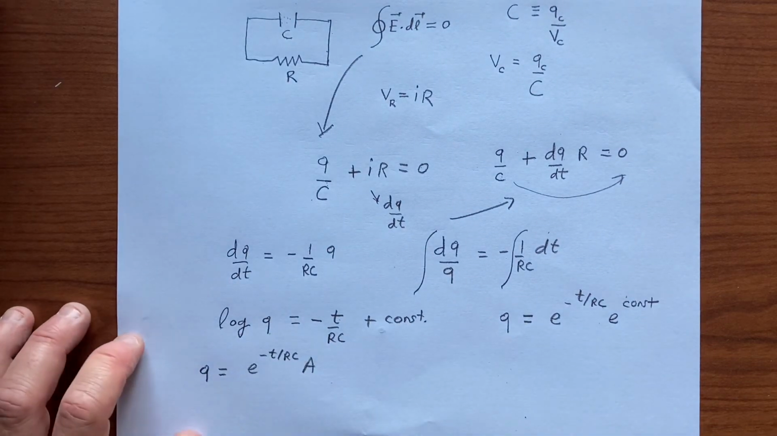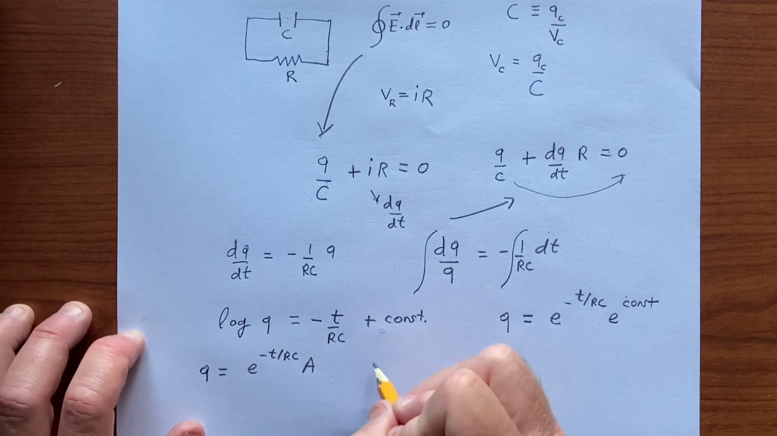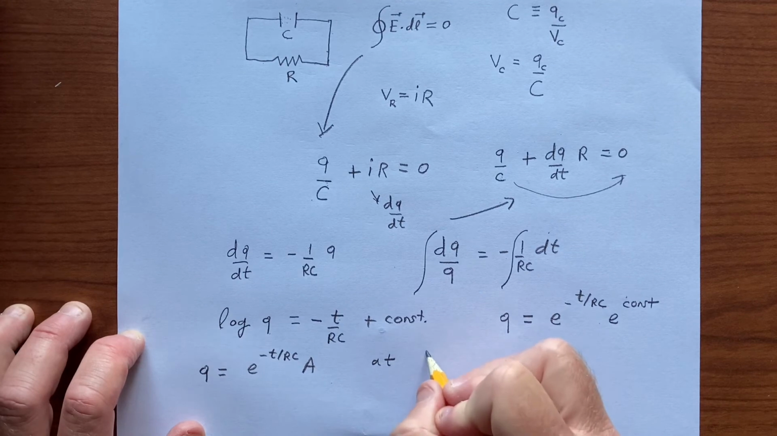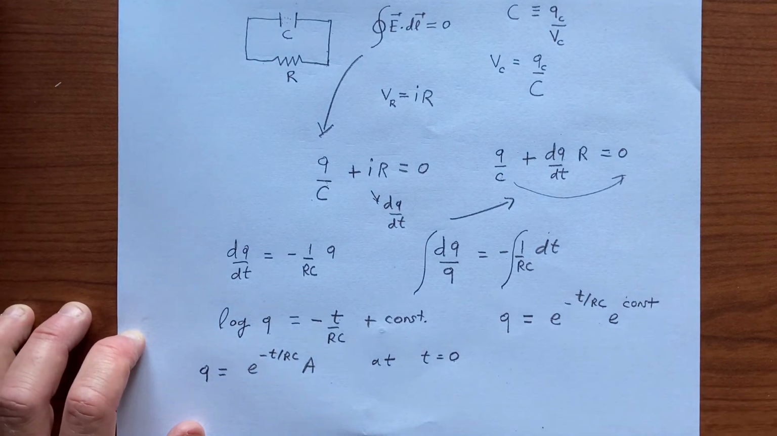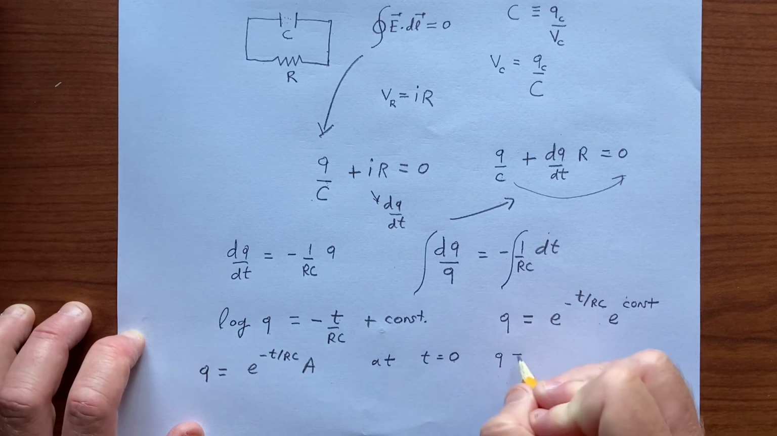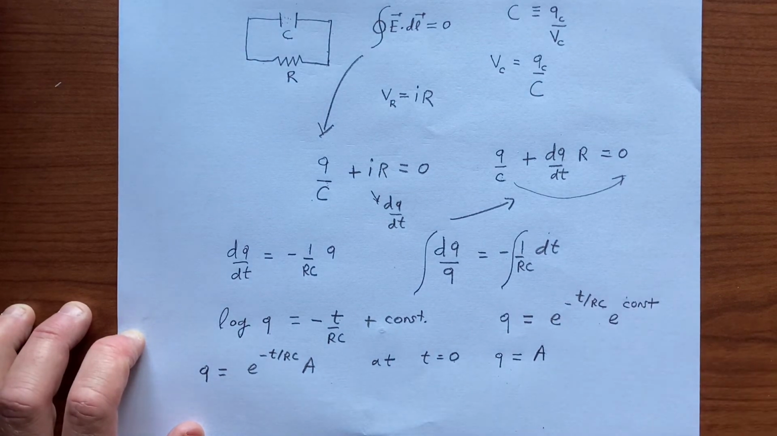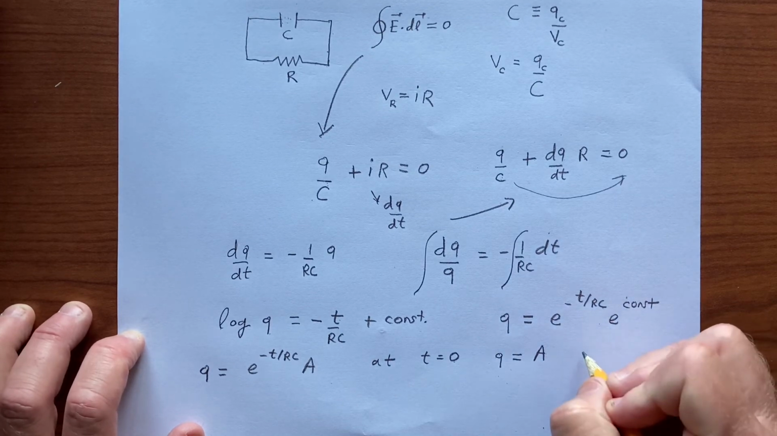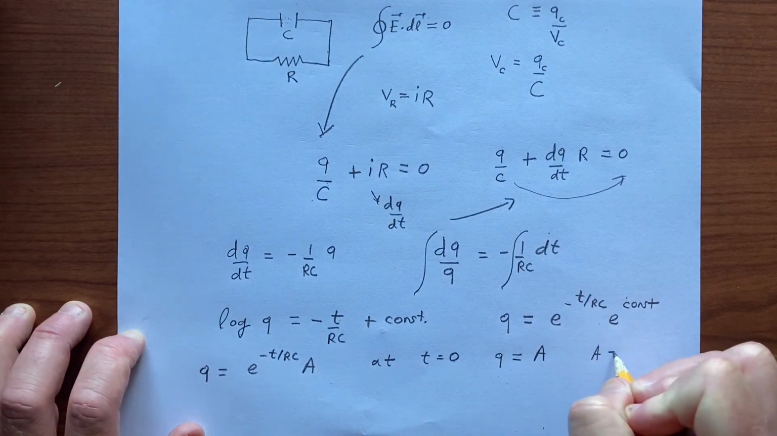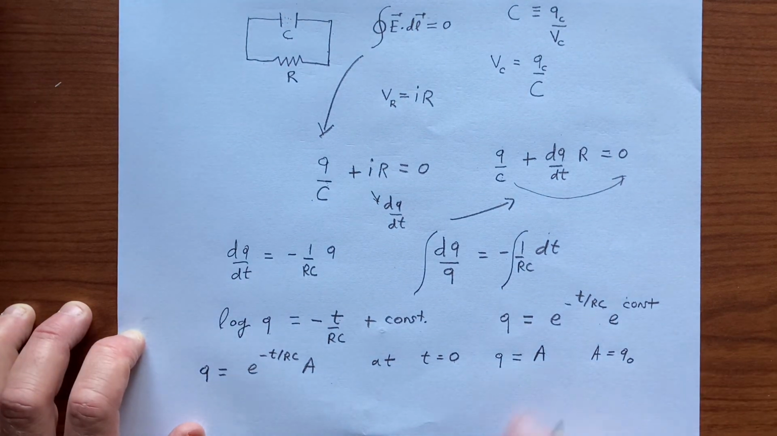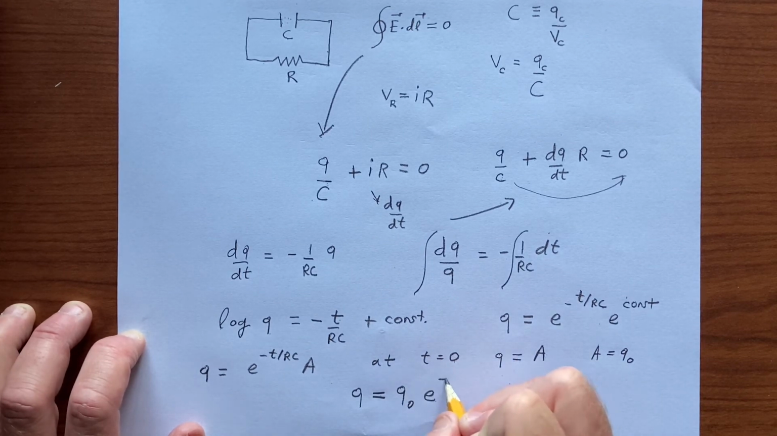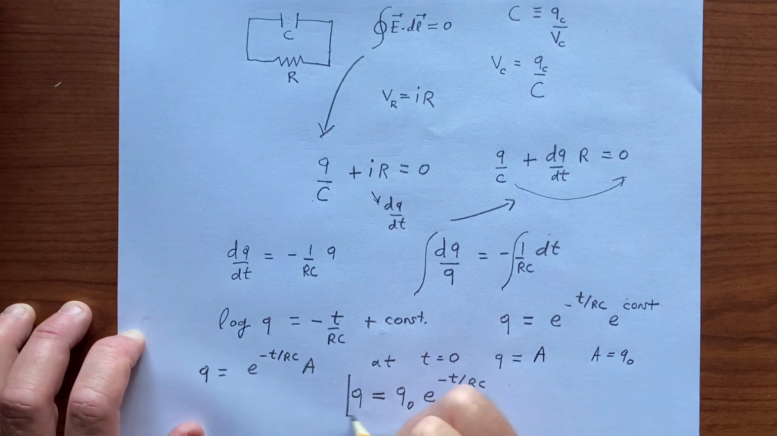A is something that doesn't depend on time, but we can figure out what A must be. At t equals 0, Q is equal to A. So A is equal to the charge on the capacitor at t equals 0. But we said that at t equals 0, we charge the capacitor. So let's just call A some Q naught. So the equation for the charge in the capacitor is Q equals Q naught, the charge at t equals 0, e to the minus t over RC.